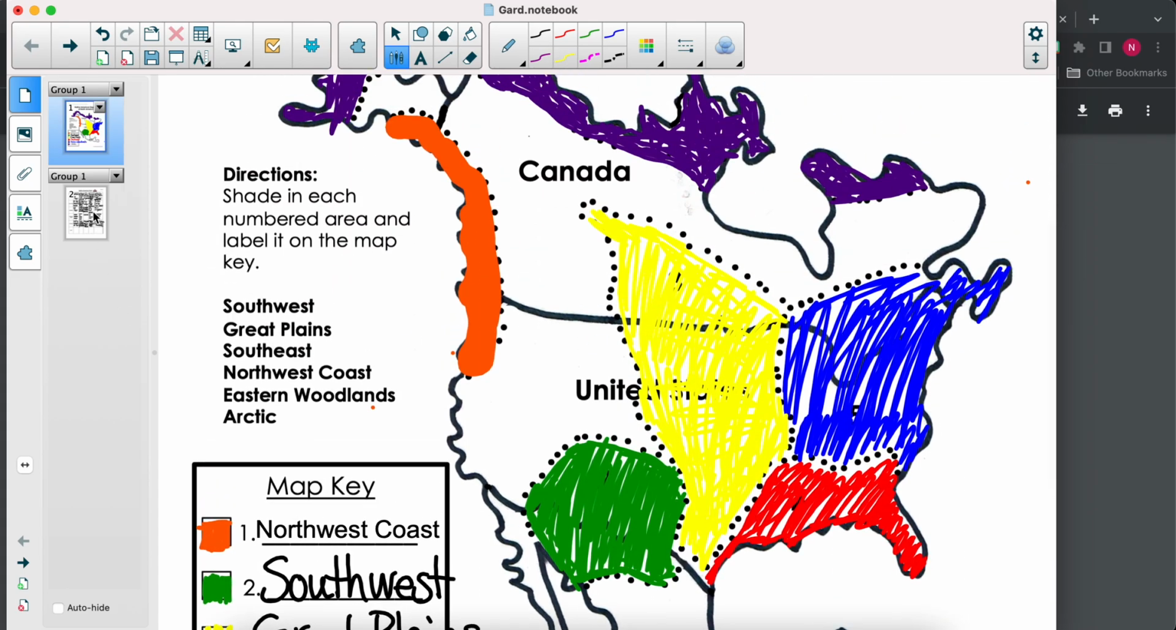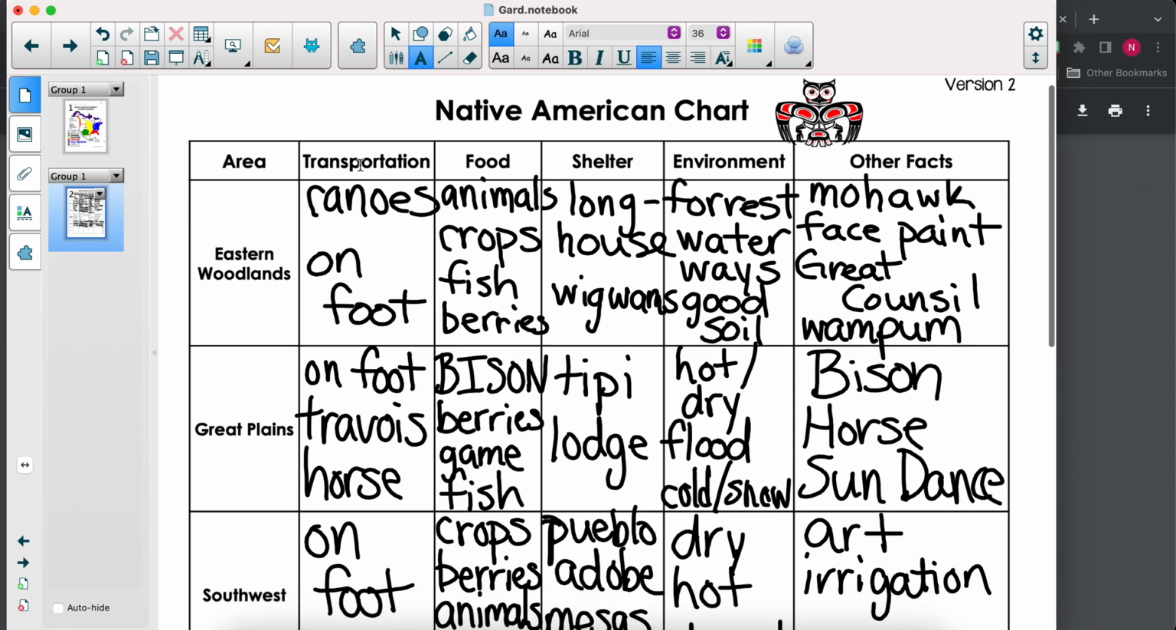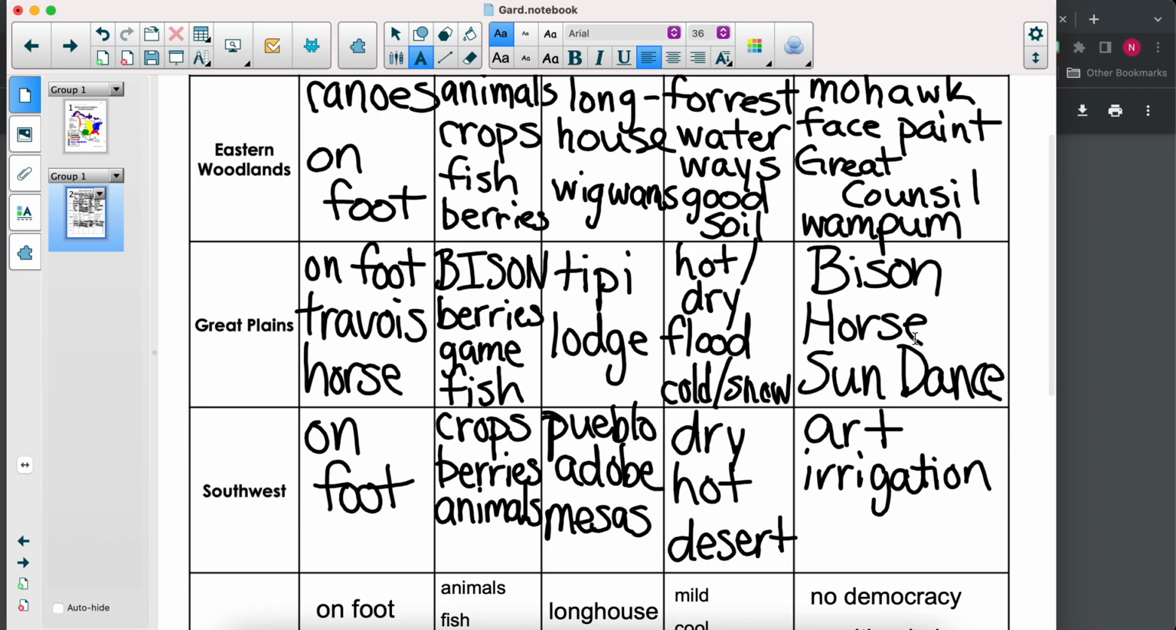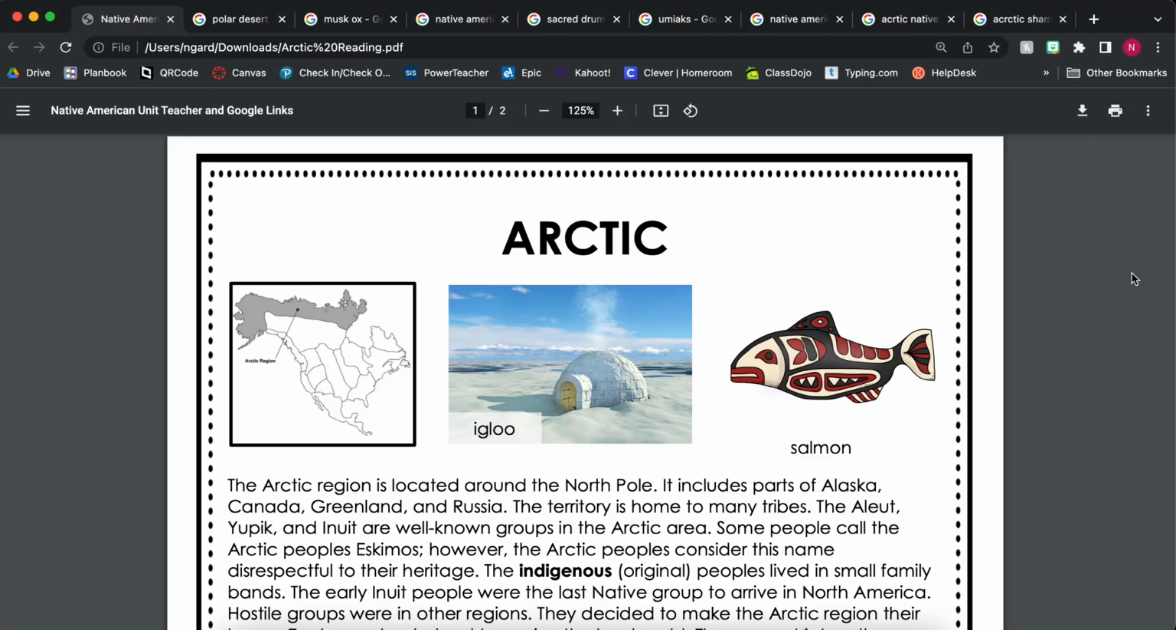If not, you're going to flip your paper over. And we are going to remind ourselves of what we're looking for in our reading today. So we're going to look for transportation. We're going to look for food, shelter, environment, and then anything else that is of importance or just seems interesting to us. So let's get back in here and let's get started.